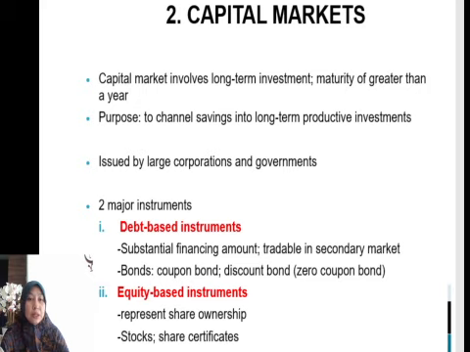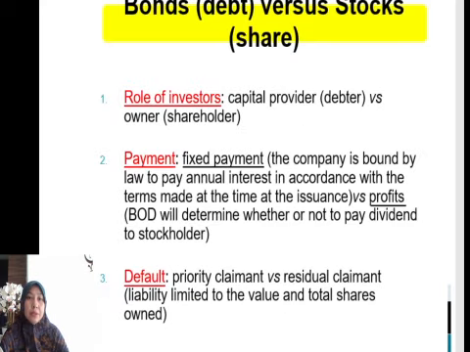So how about equity-based instrument? It represents share of ownership. Equity represents ownership. When we invest, we actually own a portion of that investment. So like a stock, share certificates. So bond and stock, what's the difference between these two? Stock is an equity-based instrument. Bond is a debt-based instrument.